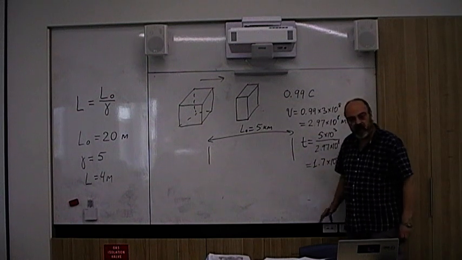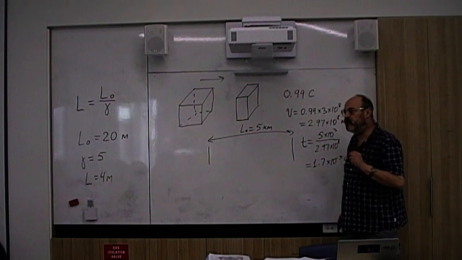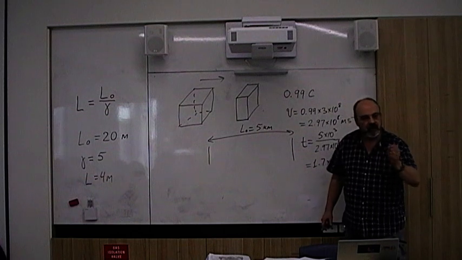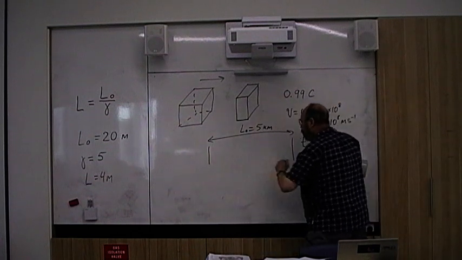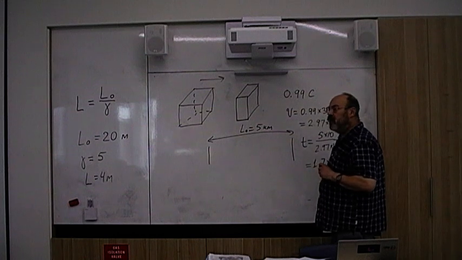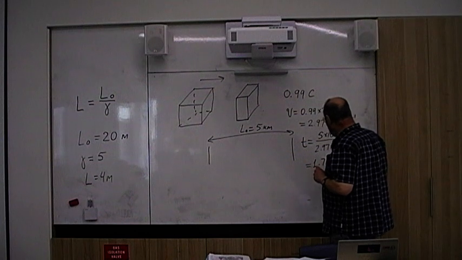No, that's the time measured by the scientist. Is the time measured by the scientist the proper time? No, the scientist is not moving relative to the particle's clock. The proper time is the time measured for the particle.